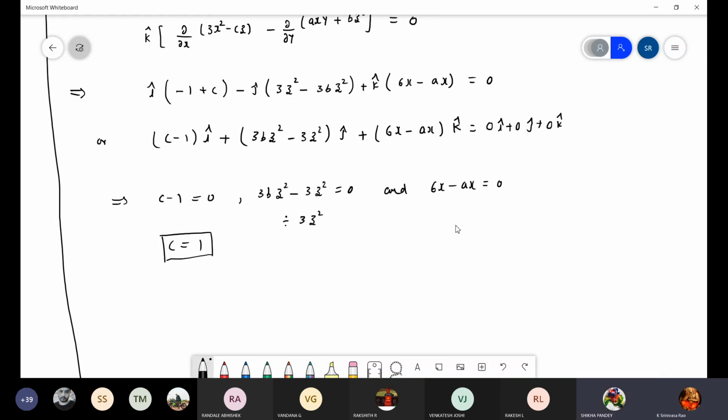Yes, sir. I can divide by 3z square, or you take 3z square common and cross multiply. You will get 0 by anything. So what is left if I divide by 3z square? You will get b minus 1. Is it right? b minus 1 equal to 0, then b equals 1. And here divide by x, you will get 6 minus a equal to 0, or a equals 6. So these are the values of a, b and c.